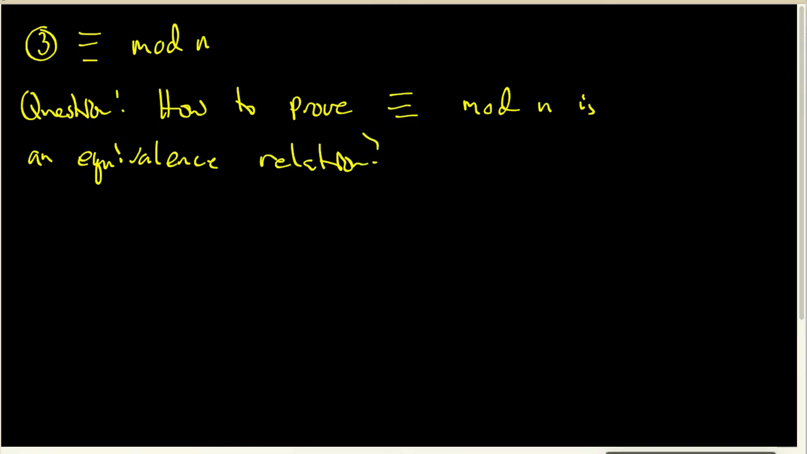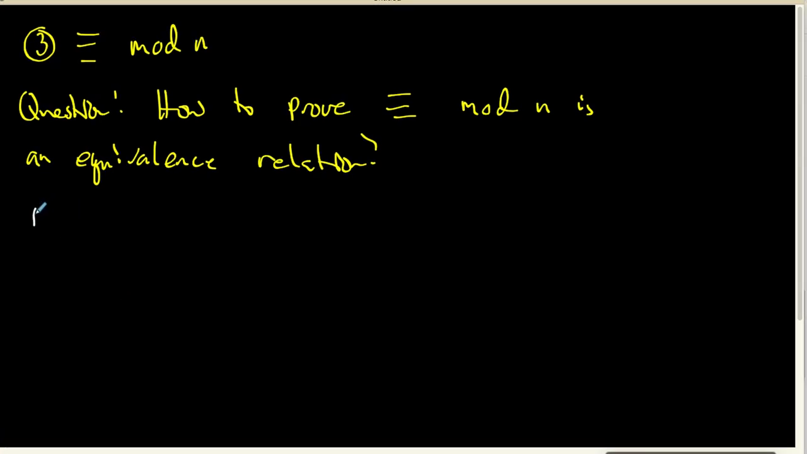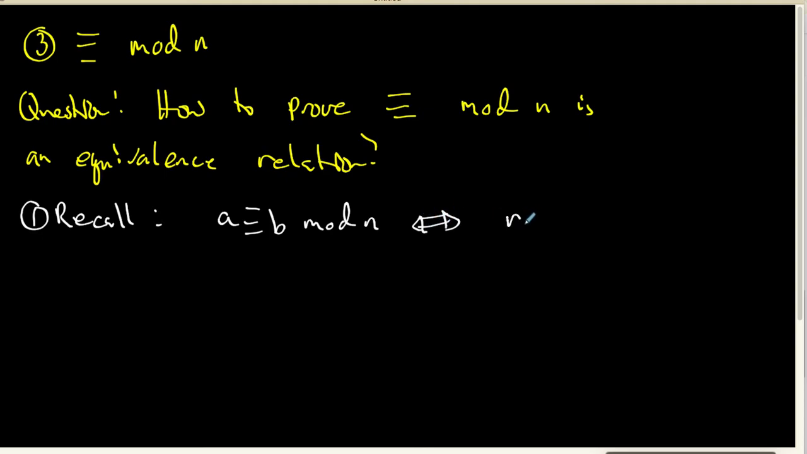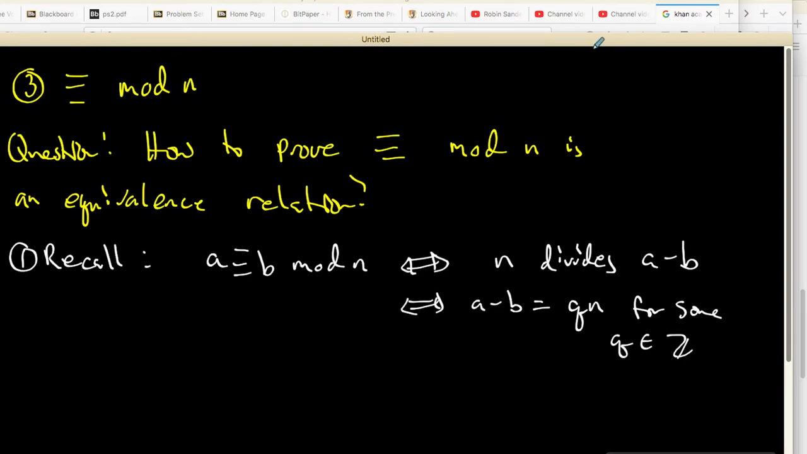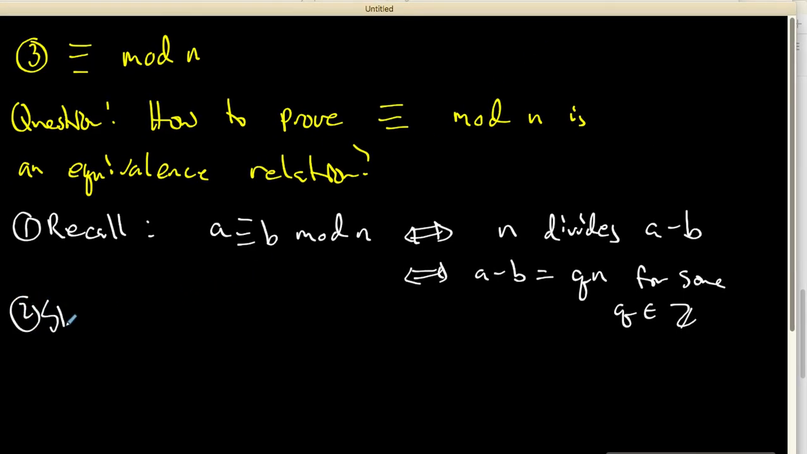Well, the answer to that question is as follows. First of all, we have to recall the formal definition of congruency mod n. A is congruent to B mod n means that n divides A minus B. In other words, A minus B can be written as Q times n for some Q inside the set of integers. Then it's just a matter of showing the three properties. So step 2 is to show the necessary properties.